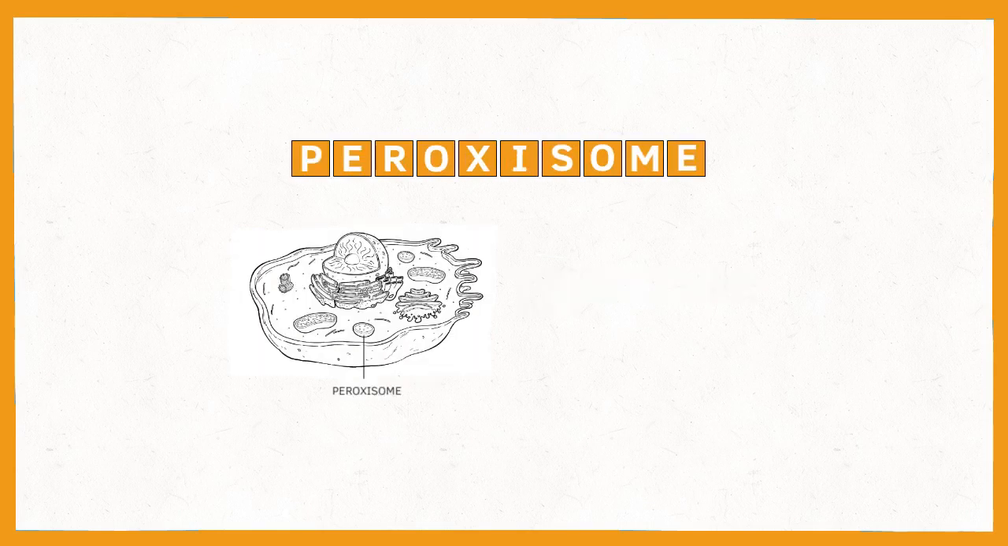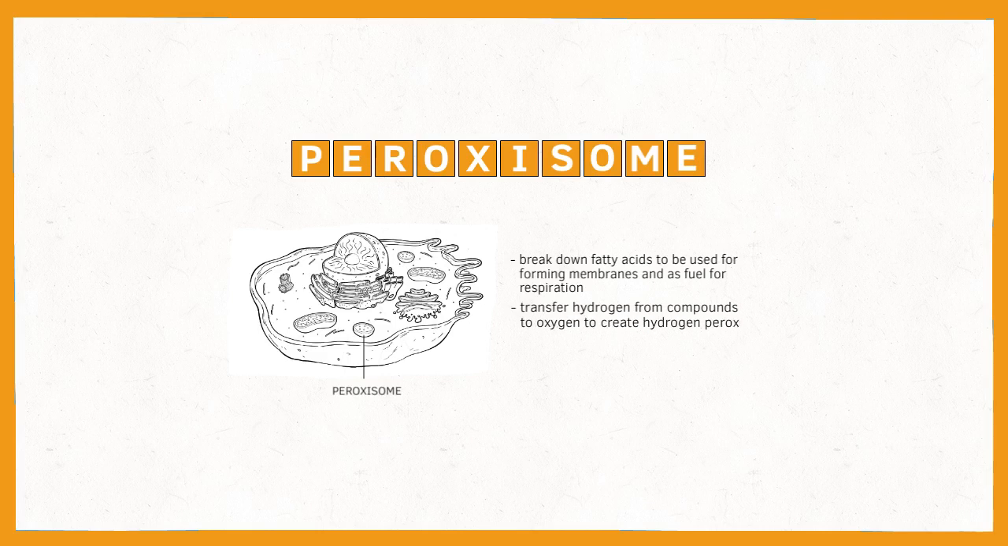Peroxisome. Peroxisomes, like lysosomes, are membrane-bound spherical bodies that contain chemicals, but instead of hydrolytic enzymes, they contain oxidases and catalases. Lysosomes and peroxisomes are similar and are difficult to differentiate even under microscope. Peroxisomes have two functions: break down fatty acids to be used for forming membranes and as fuel for respiration, and transfer hydrogen from compounds to oxygen to create hydrogen peroxide and then convert hydrogen peroxide into water.